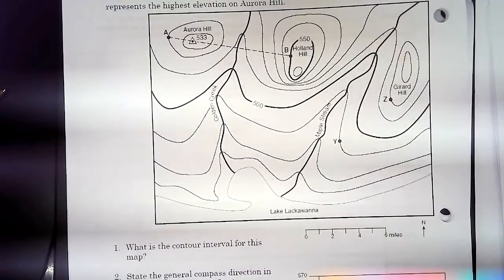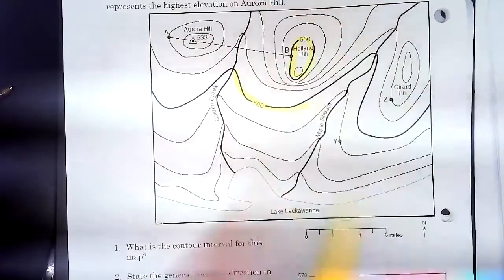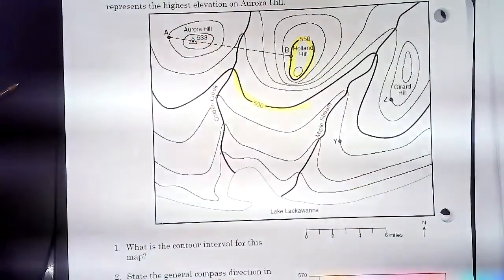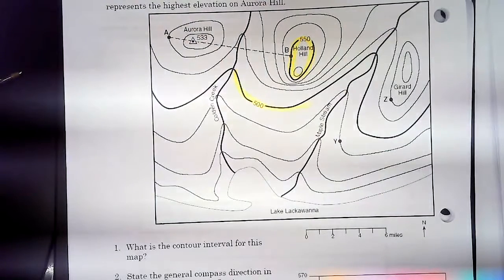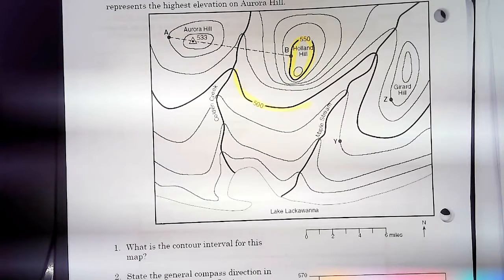Nobody? Yeah, the only 2 lines that are even labeled is this 500 and this 550. I had some people say, well, what about this 533? Is that a line? What is that? That's a benchmark. That's just that random spot right there that they are telling you is 533. It is not an actual line.